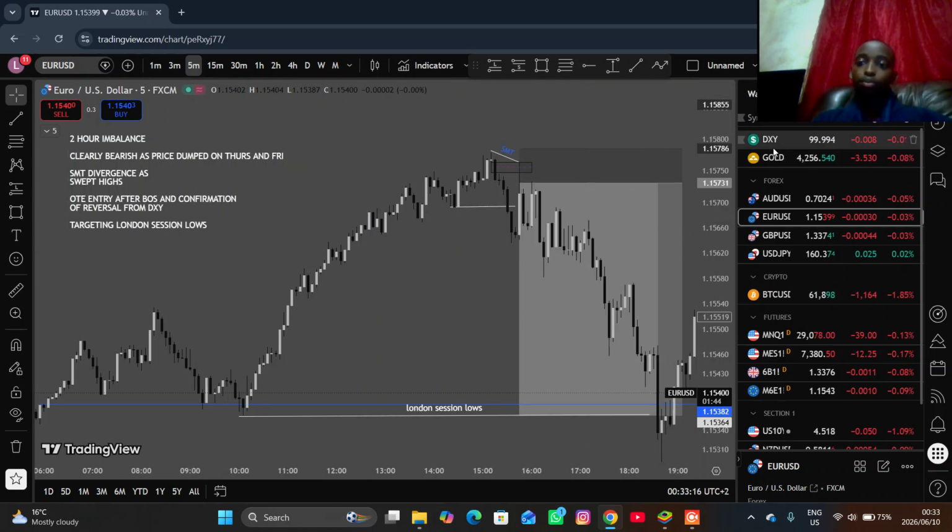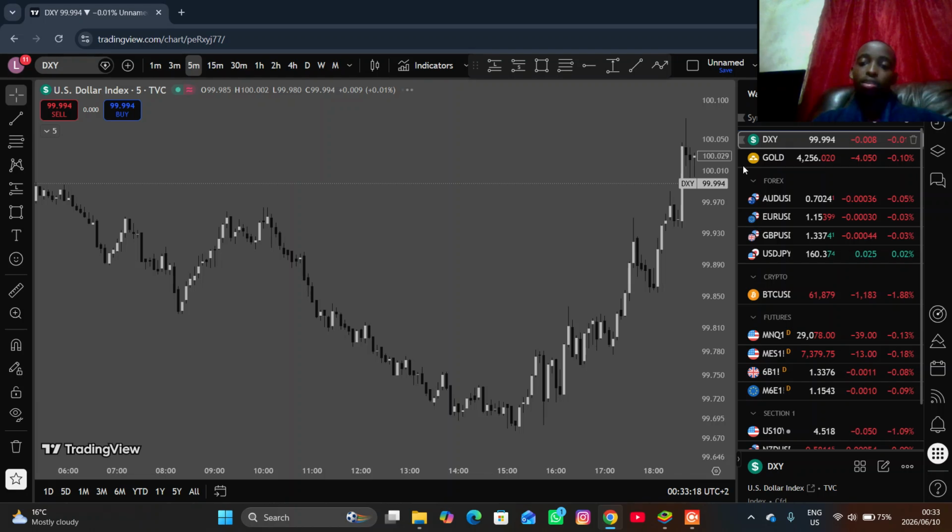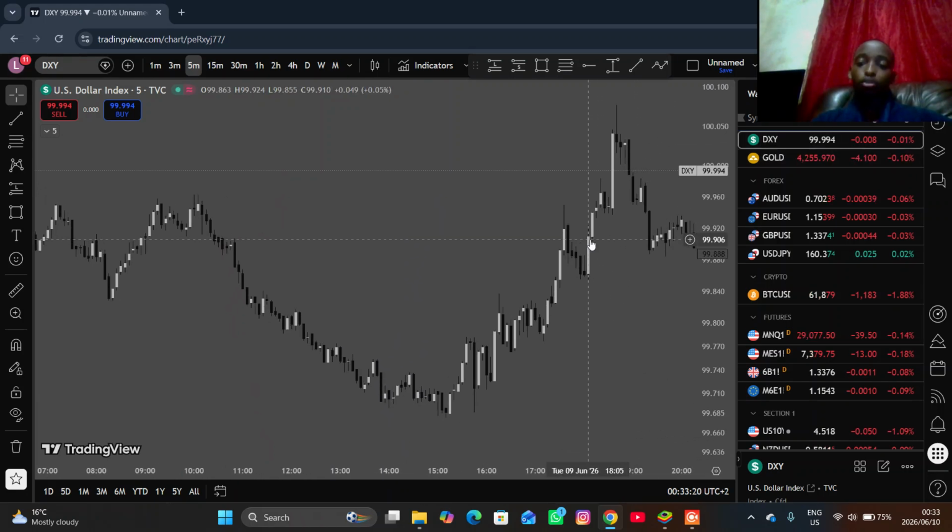And the DXY obviously did the same thing. They usually align. DXY usually aligns with the euro, and then GBP usually weighs in at 3:45 here. Yep, there it is. There's the SMT there.